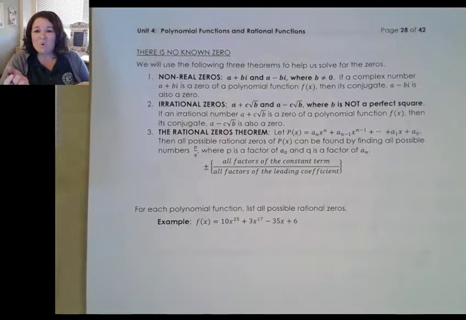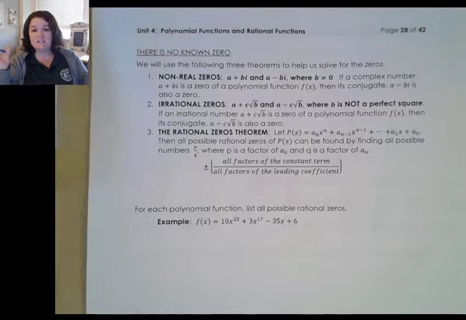Well, how do we know what that first zero is going to be, right? There's infinite numbers to choose from mathematically. Like, do I plug in 25? Do I plug in 1/5? Do I plug in -7? Like, how would we know what's a zero?